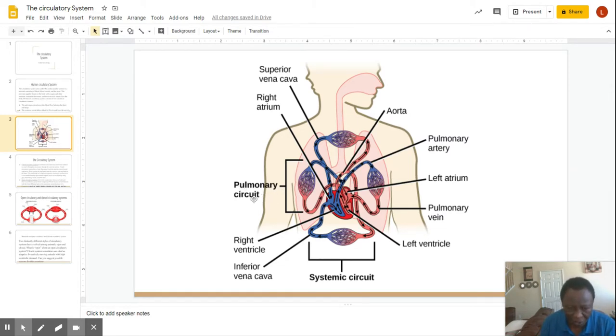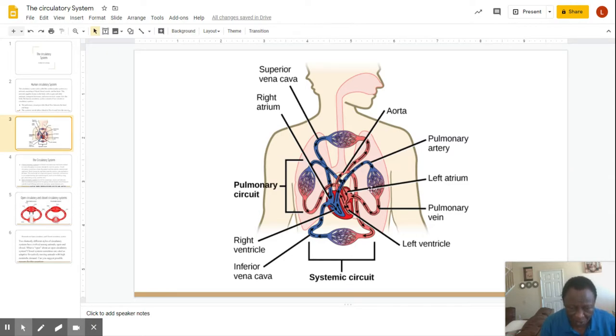The second circuit in the human circulatory system is called the systemic circulation or the systemic circuit. Here, the aorta, the big vessel of the heart, carries oxygenated blood from the heart to all parts of the body, including the heart. So this is the system that supplies blood to all cells of the body, enabling cellular respiration as we discussed in our earlier class.